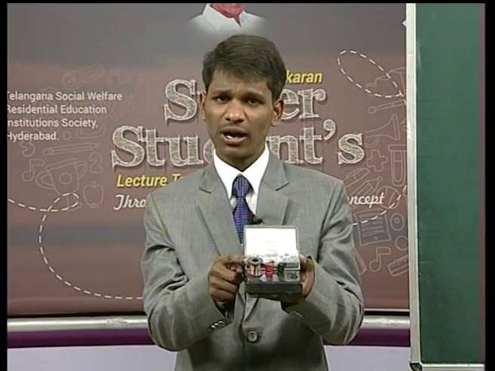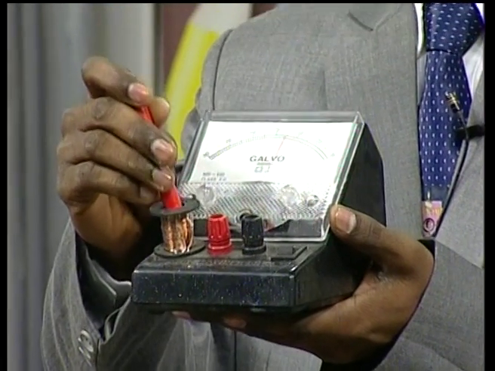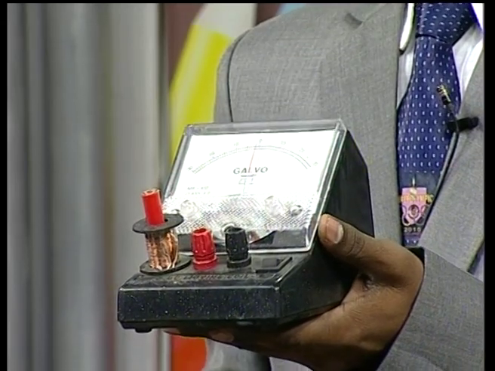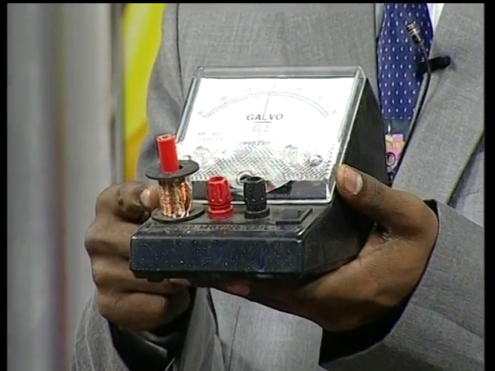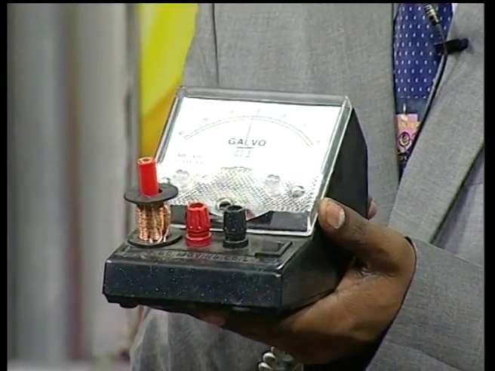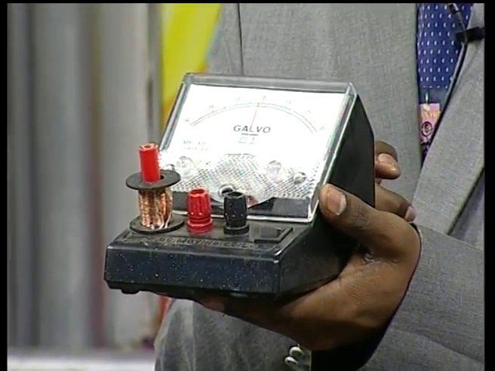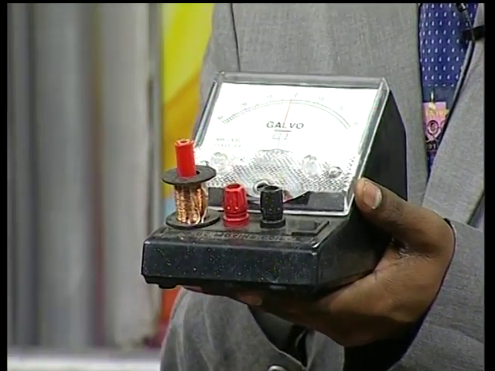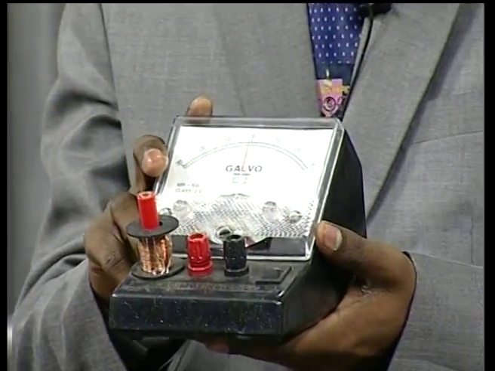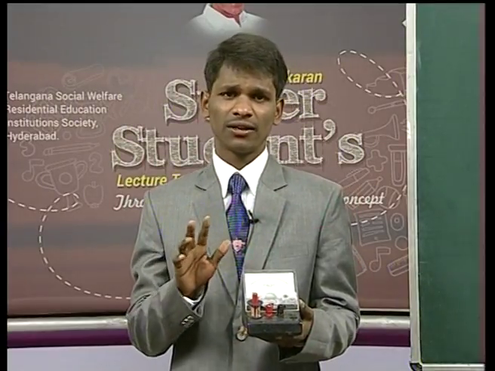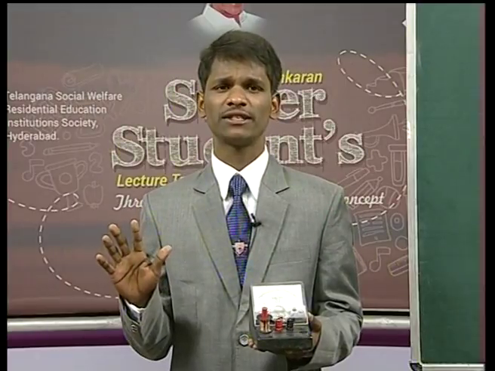Friends, now I am keeping this magnet stationary in this coil. Let us observe what happens. Friends, now this magnet is in a stationary position in the coil. Is the galvanometer showing any deflection? No, the galvanometer does not show any deflection. Friends, by this we can conclude that when the magnet is stationary, the galvanometer does not show any deflection.